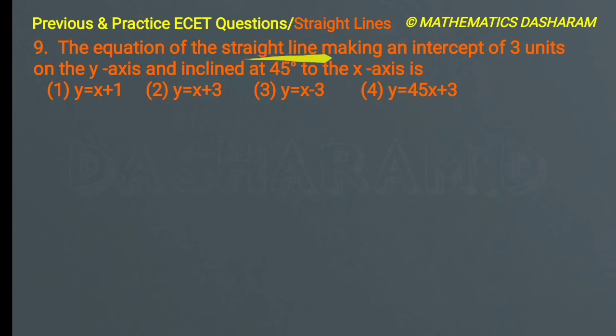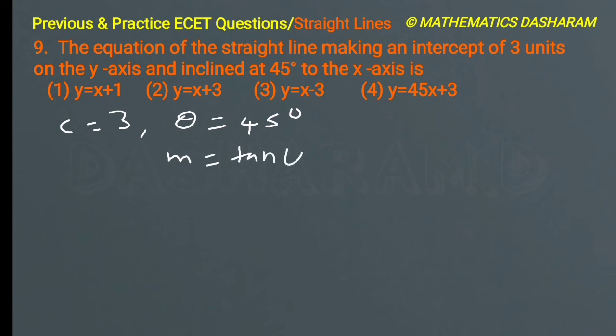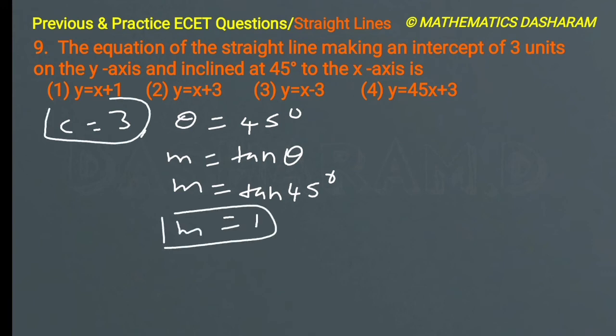Next, the ninth question is: the equation of a straight line making an intercept of 3 units on the y-axis and inclined at 45 degrees to the x-axis. Here, making an intercept of 3 units on the y-axis means it is denoted by c, 3 units. Next, inclined at 45 degrees to the x-axis means theta equals 45 degrees. So he gave the intercept; next we need the slope. To find the slope, the formula is m equals tan theta. So m equals tan 45 degrees, and tan 45 degrees is 1. So m equals 1 and intercept c equals 3.